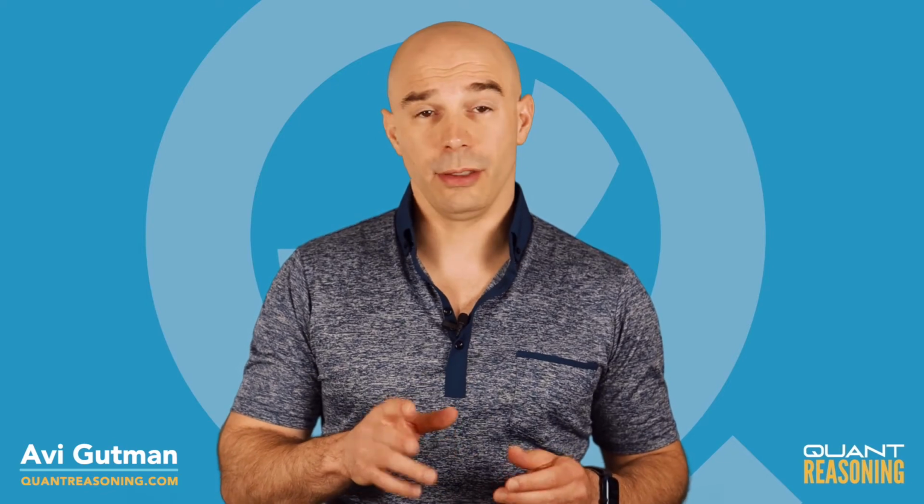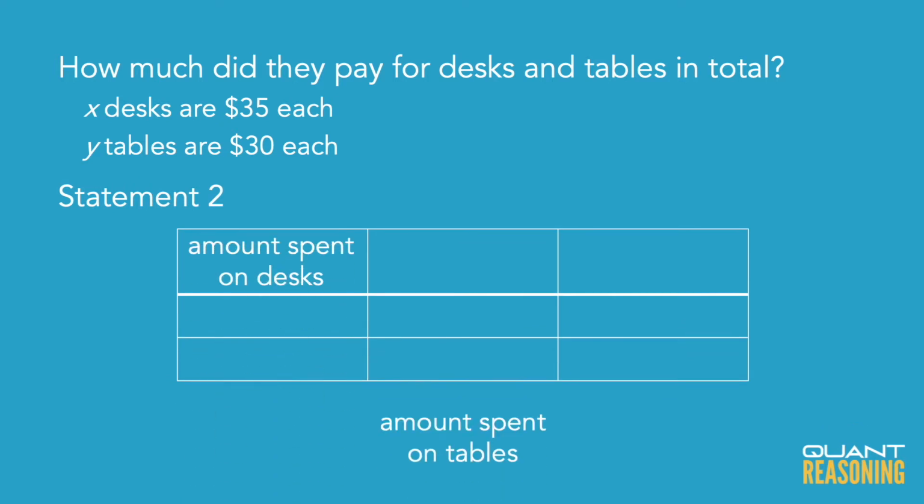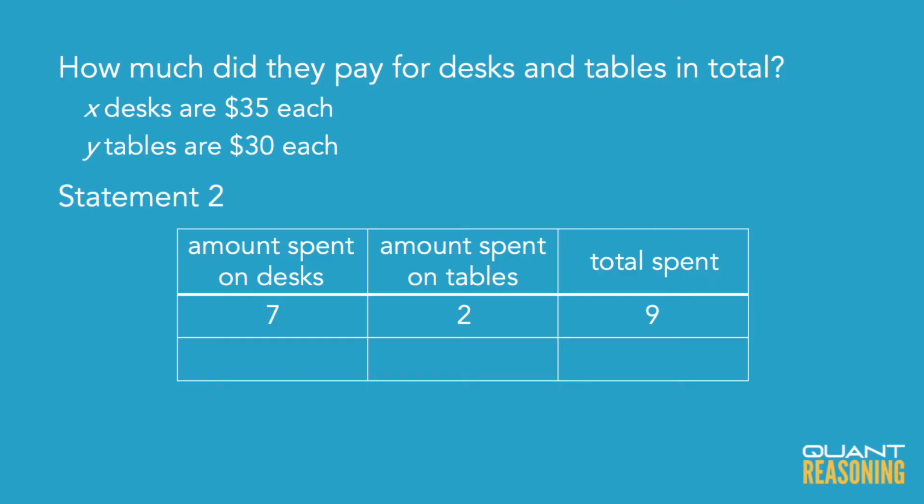So what do we know with statement 2? We know that the district spent more money, a lot more money, 3.5 times as much money on desks as it did on tables. We could build a quick ratio there and say that the ratio of money spent on desks to tables to total is 7 to 2 to 9. Now we also know from statement 2 that X is 90, so we know the number of desks purchased, and we know from the free info how much each desk cost.